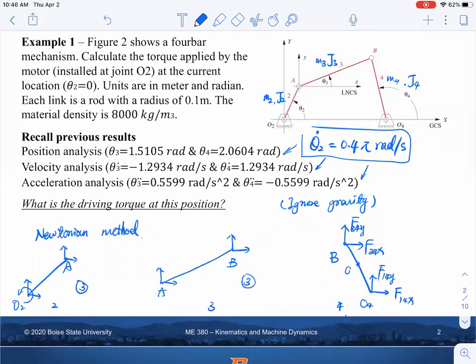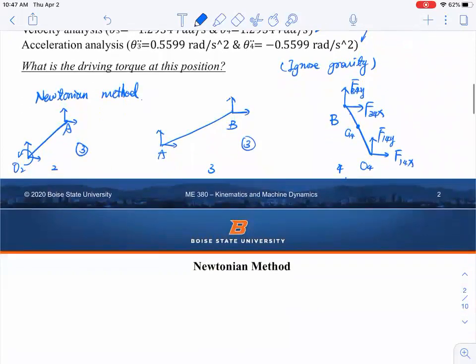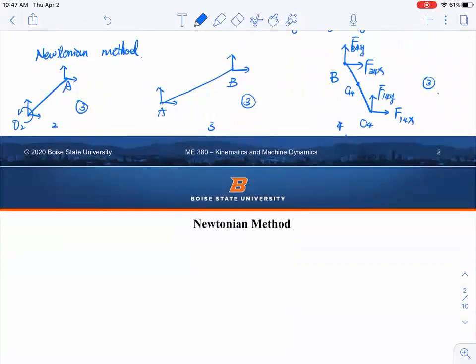And then we find the center of gravity, G4. Most of the time we assume your link is homogeneous, but we're gonna discuss later what if your link is not homogeneous, if your G4 is actually away from the center. So in this case, your G4 is at the center. Again, we should have 3 equations there. So what are these equations?